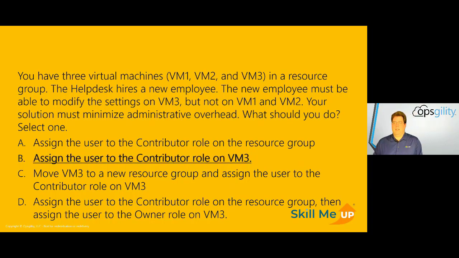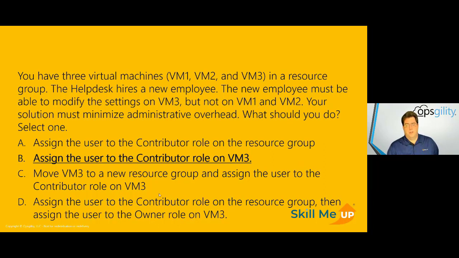And the answer is assign the user the contributor role on VM3. As I stated when I was talking about role-based access control, it gets very granular, all the way down to the specific resource, not just the service itself of virtual machines. Granted, you could create a virtual machine contributor on the resource group, which is what A would really do, and that would give them the rights to make changes to VM1, VM2, and VM3.